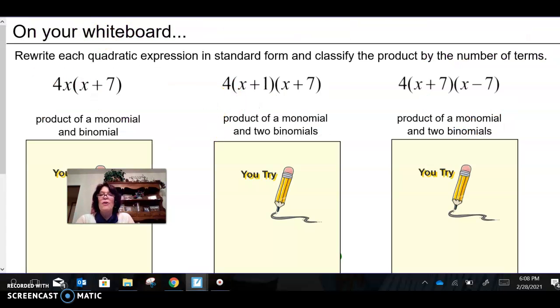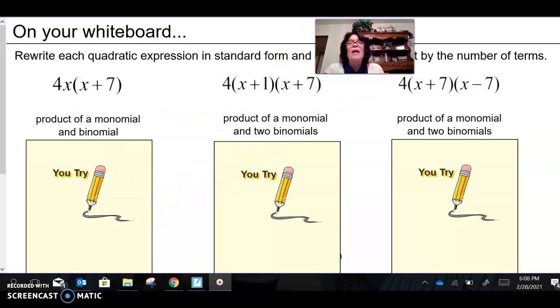So on your whiteboards, let's go back, or not on your whiteboards, that's old. That's whenever we were in school, or I thought we'd be in school. I'd like you to distribute the 4x through. We're going to take this monomial times this binomial. Product of a monomial and two binomials, etc. If you could just try that for a second. Pause me and try it. When you come back, you'll see the answers. Pause me. Try it on a piece of paper.